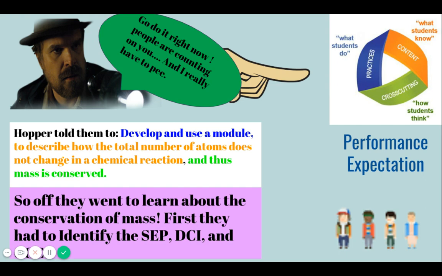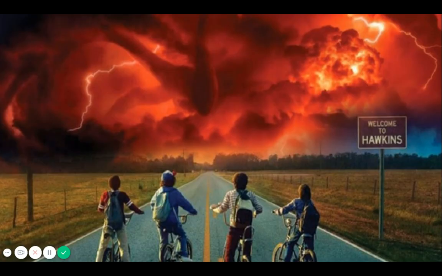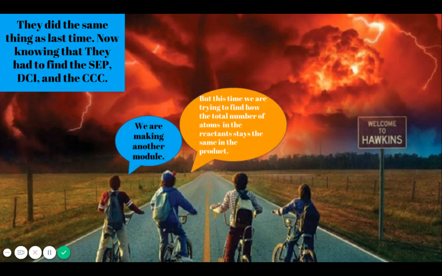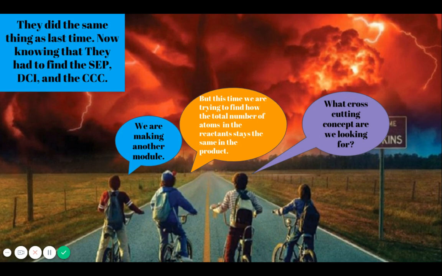First, they had to identify the SEP, DCI, and the CCC. They did the same thing as last time, now knowing that they had to find the SEP, DCI, and CCC. We are making another model. But this time we are trying to find how the total number of atoms in the reactants stays in the same product. What cross-cutting concept are we looking for? Energy and matter.